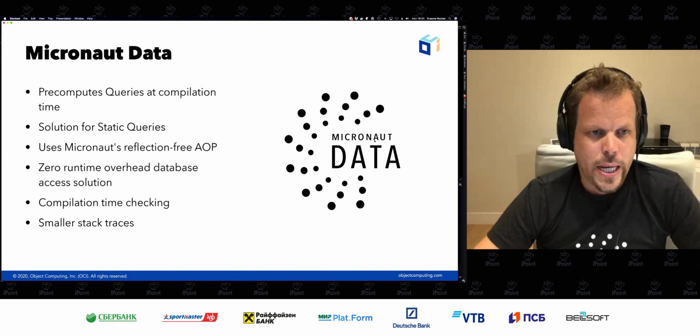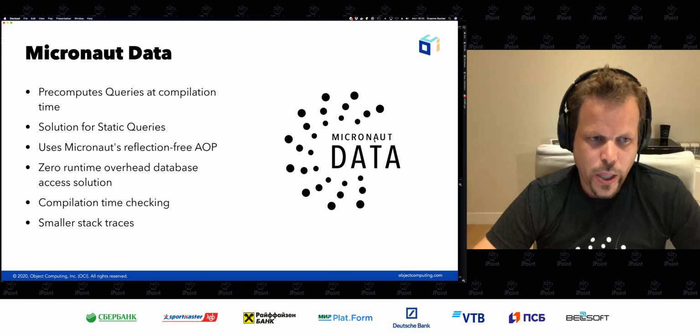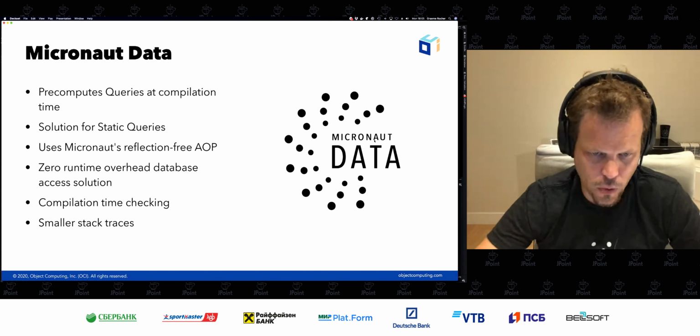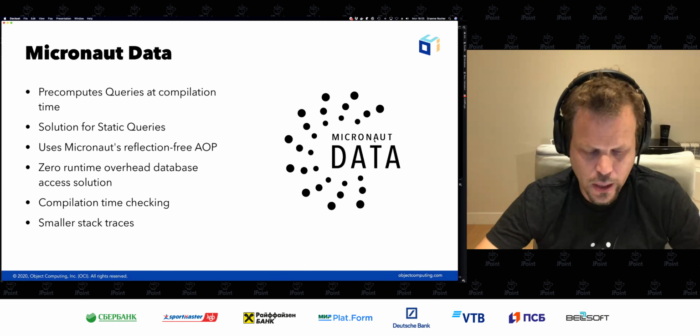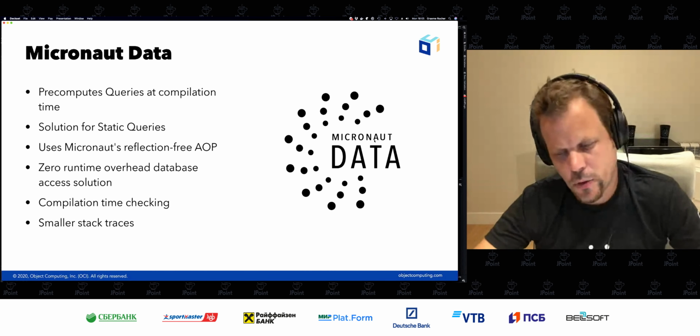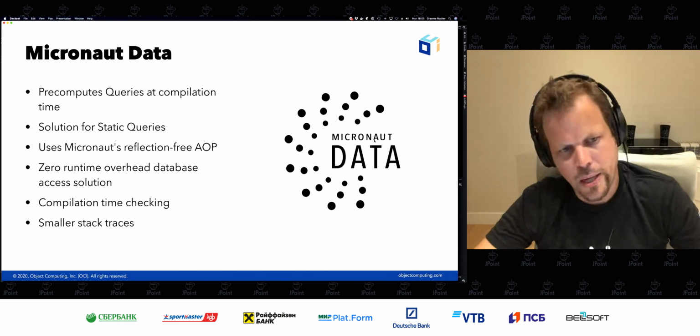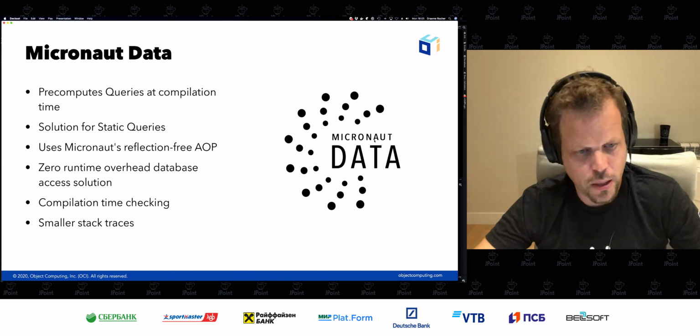So what Micronaut Data does is it pre-computes your database queries at compilation time using the source code model of your entity model. If you think about Hibernate, for example, it waits until runtime and then computes what's called the Hibernate entity metamodel or JPA metamodel. And then based on that metamodel, it can build queries that then target the database.